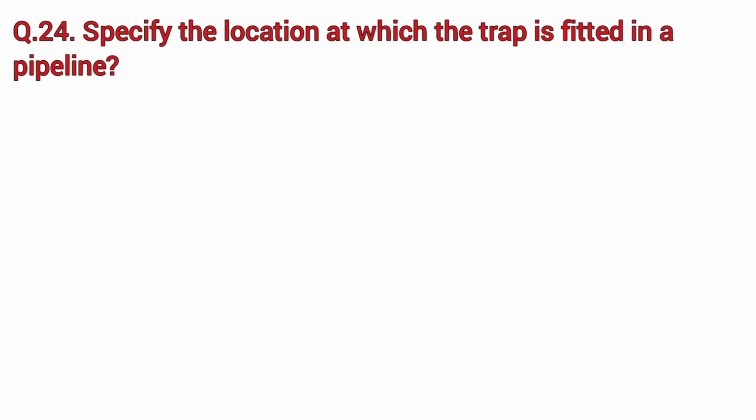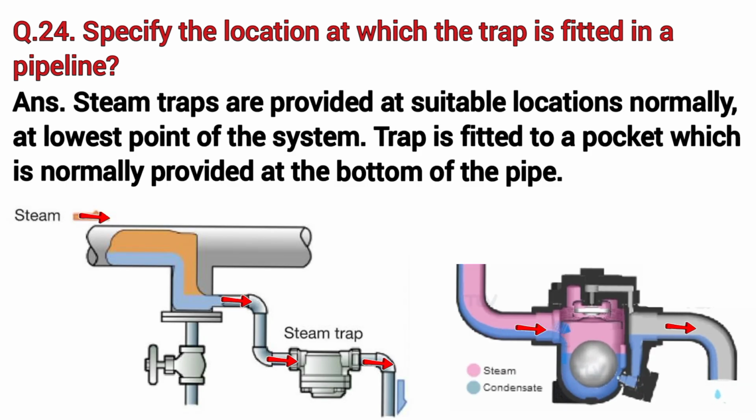Specify the location at which the trap is fitted in a pipeline. Steam traps are provided at suitable locations, normally at lowest point of the system. Trap is fitted to a pocket which is normally provided at the bottom of the pipe.